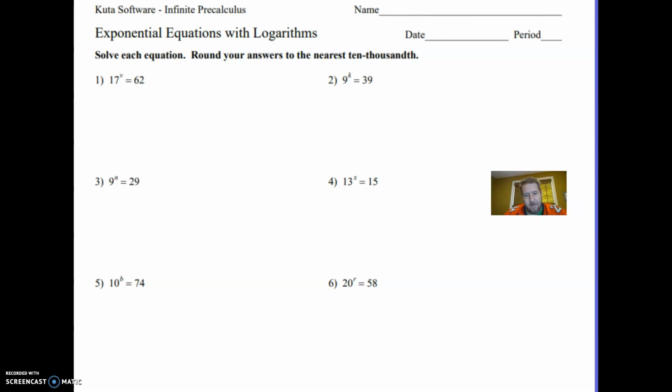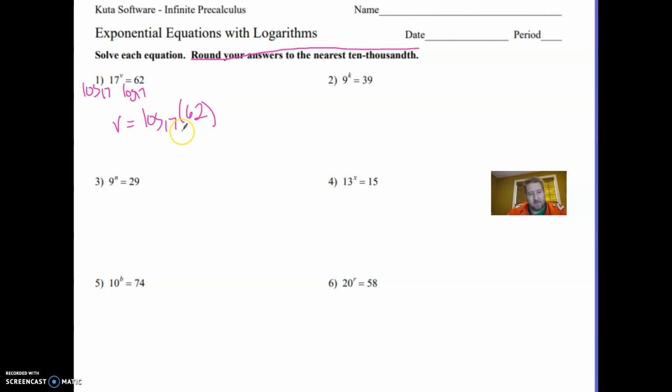All right, which gets us to our actual part of the lesson. I just have solving on this one. Solve each of the equations, round your answers to the nearest 10,000. So I'm going to do log base 17 of both sides, and therefore, there's my answer. I'm going to leave it like this. I know it says round your answers, but we're probably not going to do that because you can put this in the calculator and see what it ends up being.